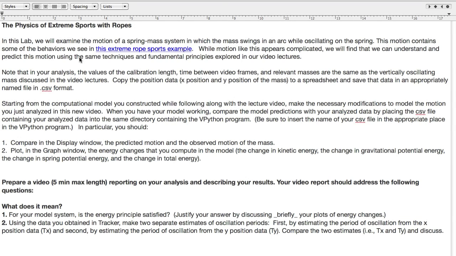Start the computational model you constructed while following along with the video lectures. Make the necessary modifications to the model for the motion you just analyzed in this new video. When you have your model working, compare the model predictions with your analyzed data. In particular, you should compare, in the display window, the predicted motion and the observed motion of the mass. Plot in the graph window the energy changes you compute in the model: the change in kinetic energy, the change in gravitational potential energy, the change in the spring potential energy, and the change in the total energy.